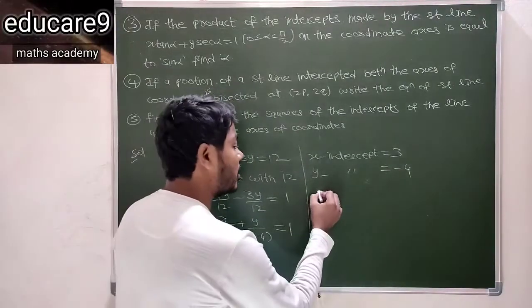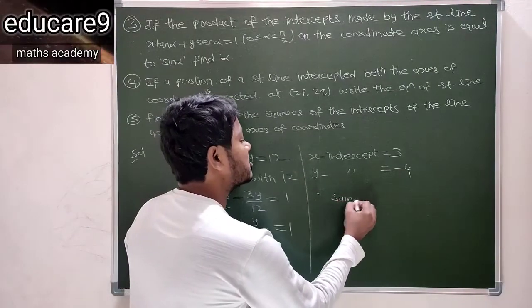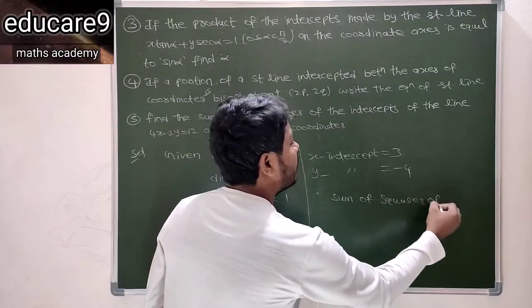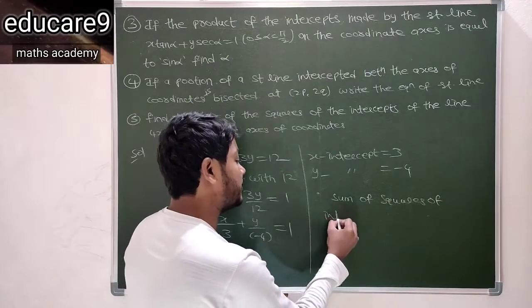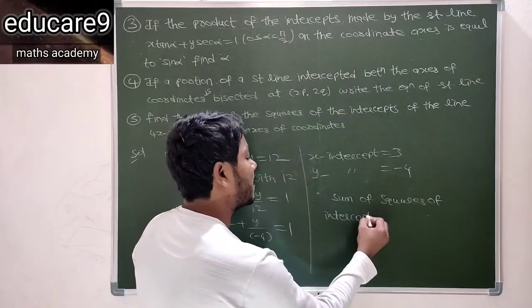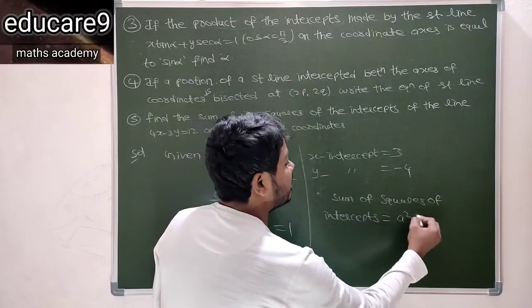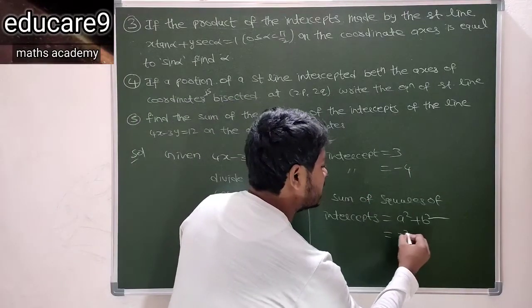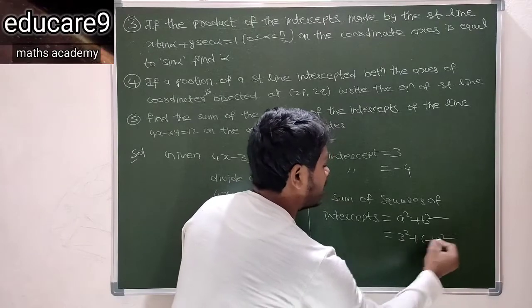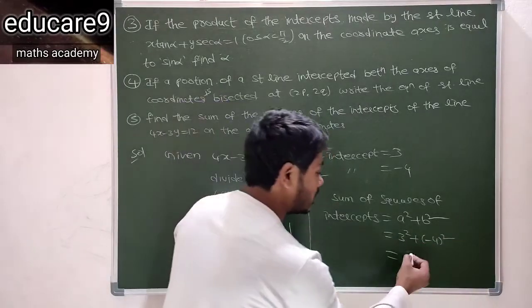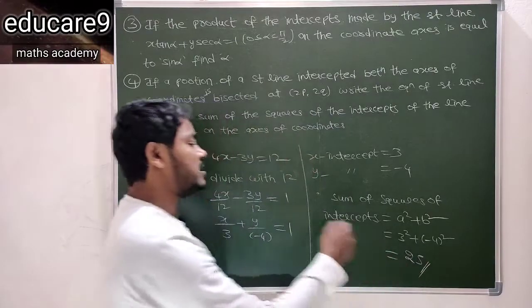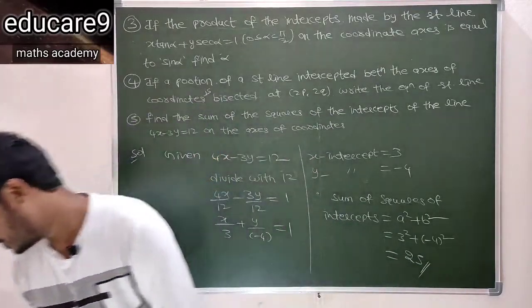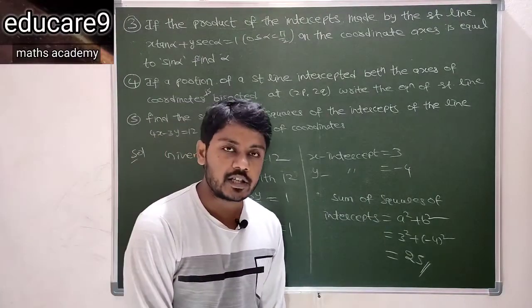So therefore the sum of squares of intercepts is equal to what? a square plus b square. So what is a value? 3. So 3 square plus minus 4 whole square. So 9 plus 16, 25. So this is the sum of the squares of the intercepts. So for the next session I will discuss more concepts.